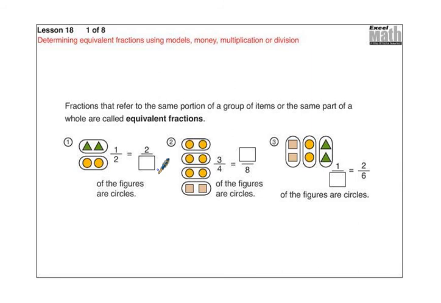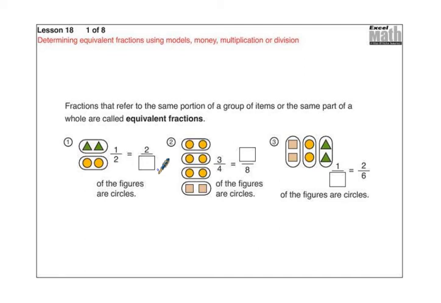All right, here we go with 6th grade Excel, lesson number 18. We're going to be looking at equivalent fractions using models, money, multiplication, or division. Fractions that refer to the same portion of a group of items or the same part of a whole are called equivalent fractions. Two fractions that are equal to each other have the same amount of stuff, but they just look different because the numbers are different.